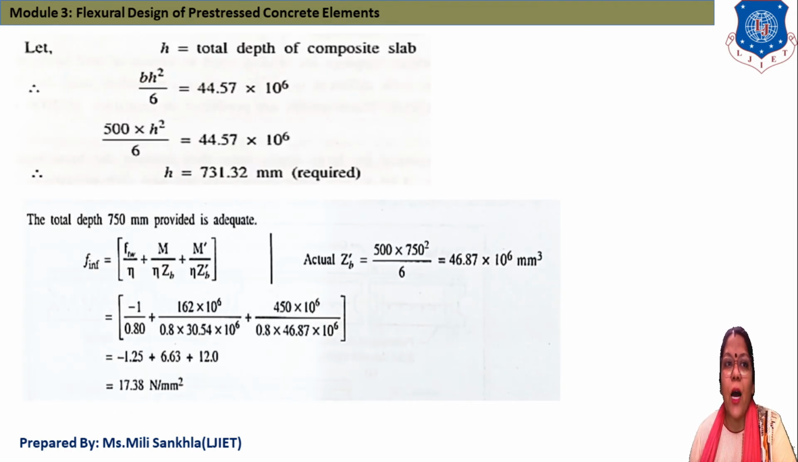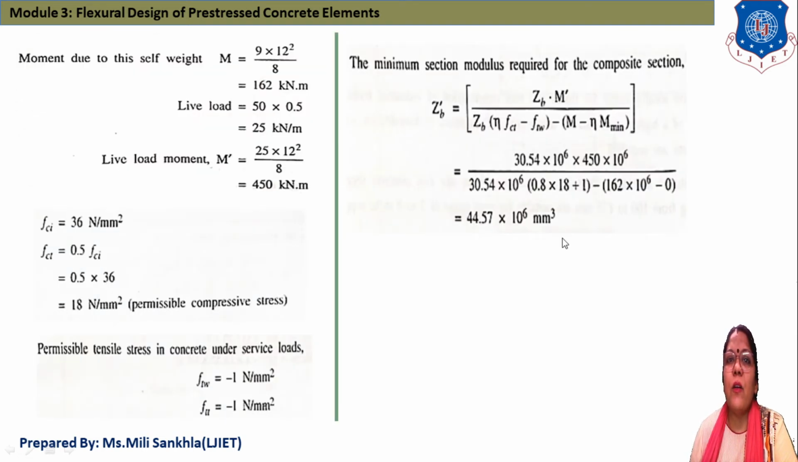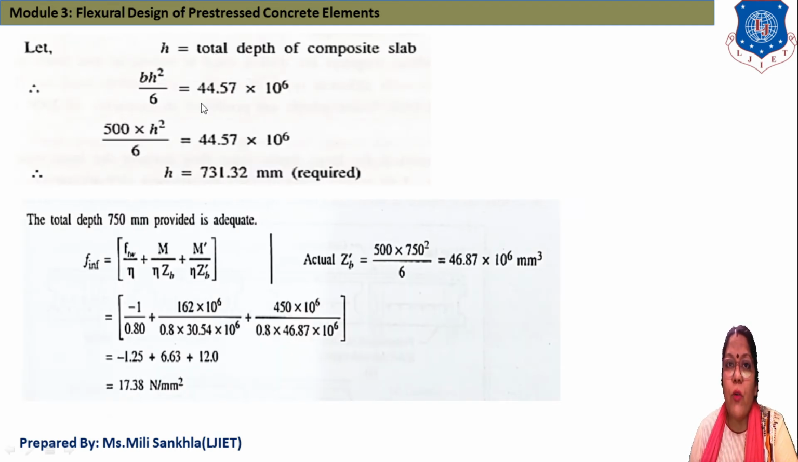Okay, now next, here H is the total depth of the composite slab. The section modulus of this section is BH cube by 6, and here we find 44.54 × 10 raised to 6. This is our new section modulus for our composite section. So put the value.